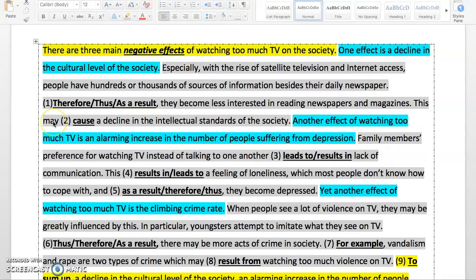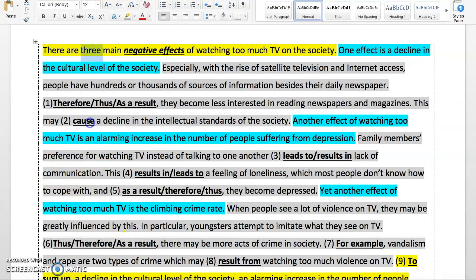Let's look at the blanks. For example, in the first blank, we use therefore, thus, or as a result. We can use all these three interchangeably. In the 5th blank and 6th blank, we also used thus, therefore, or as a result. In your own paragraphs, try to use these linkers accurately as well. And try to use a variety of them, okay? So if you use therefore in one blank, use thus at the beginning of another sentence, or use as a result in another sentence, okay? Don't just stick to one of them.